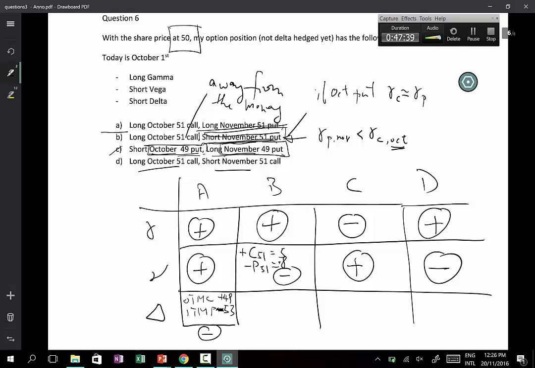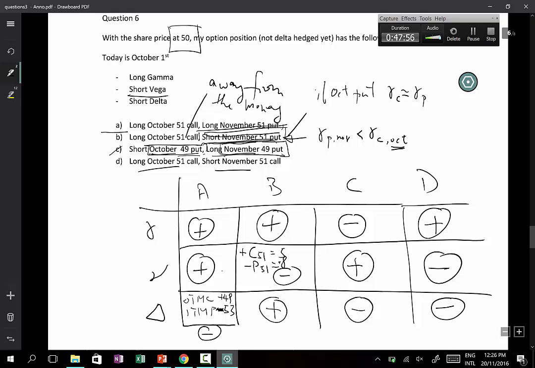Now A cannot be the right answer because you are long gamma, long Vega, and short delta, but you should be short Vega. And you can actually do it for B. I'll leave it, you can go home and it's actually a good exercise for you, but I will at least tell you. Of all the combinations, D is the only one that would work exactly. Okay?